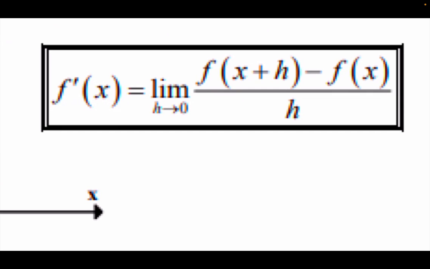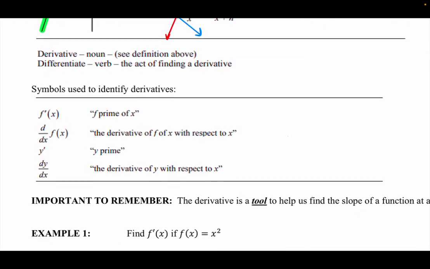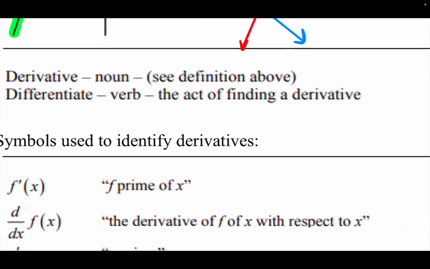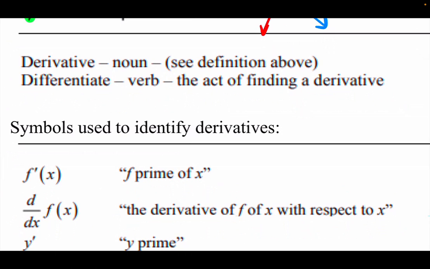Before we get to that, there's some vocabulary. When I say a derivative, I mean a noun, a thing, right? A derivative is a thing. When I say differentiate, it's an action. It means you need to find the derivative. Differentiate means actually calculate the derivative, okay? So that's the two words. You'll see differentiate and derivative a lot. That's the difference. One's an action, one's a noun, okay?